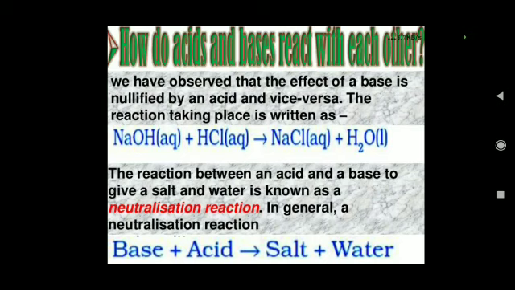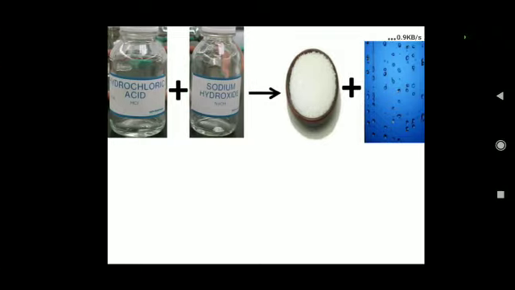In the first equation, you can see NaOH is a base and HCl is an acid. So when acid and base react with each other, they form NaCl, that is salt, and H2O, water. This reaction is known as a neutralization reaction. In this diagram, you can see hydrochloric acid is an acid and sodium hydroxide is a base. So when acid and base react with each other, salt and water are formed.